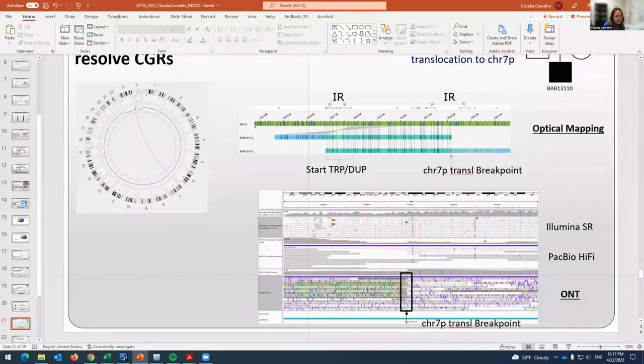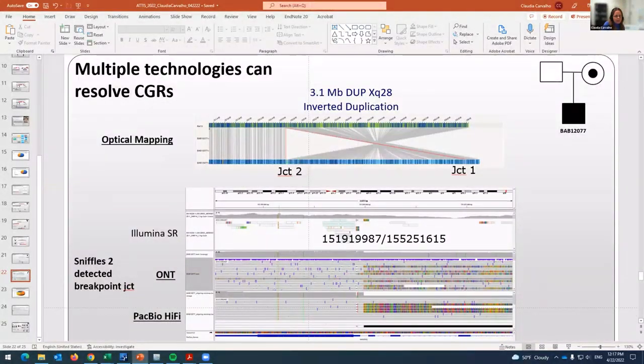The other case that also had the breakpoint mapping to the inverted repeat is this BAB12077, and optical mapping showed that this case is an inverted duplication of about 0.1 megabase, carrying two junctions, as we usually have for all these complex rearrangements. Short reads could not detect it at all, and nanopore and PacBio were able to resolve it. In this case, we used optical mapping to resolve, and also Sniffles2 that we have been working on together with the Fritz Sedlazeck group.